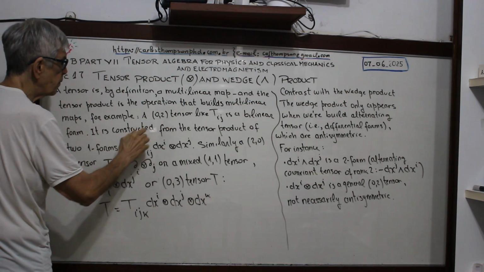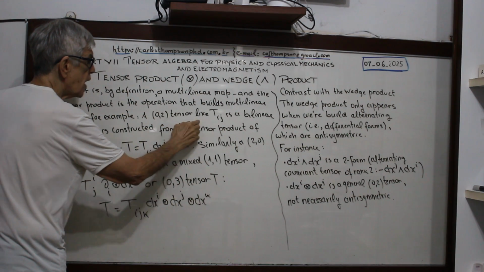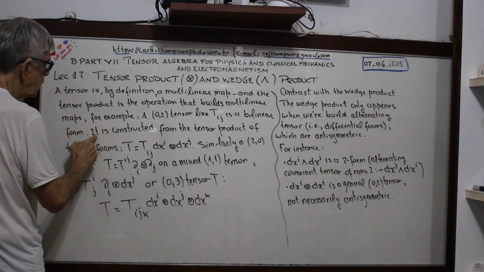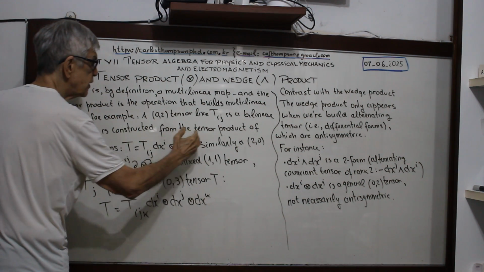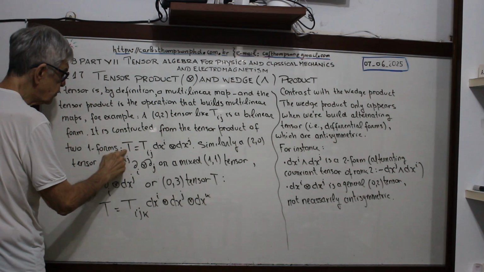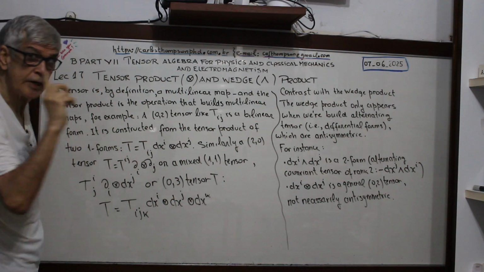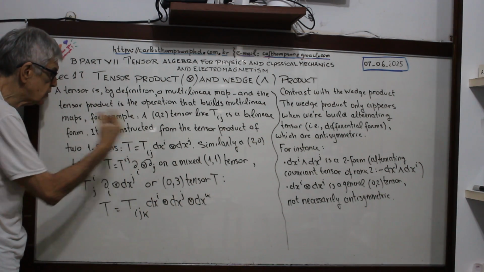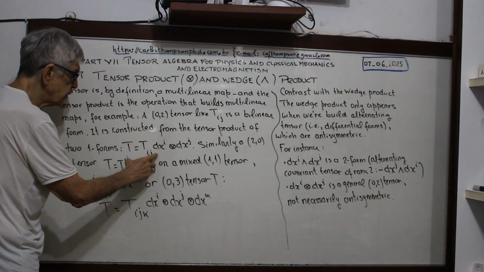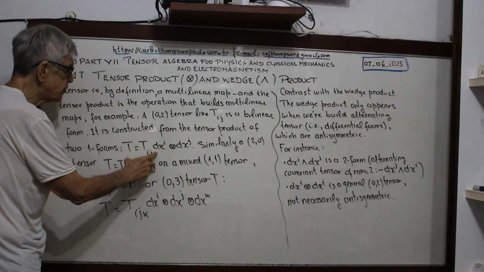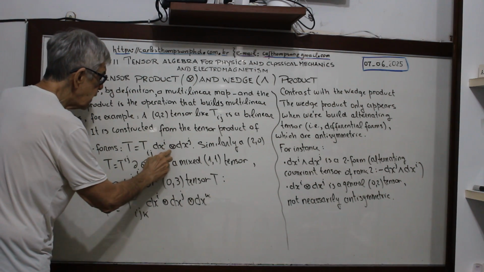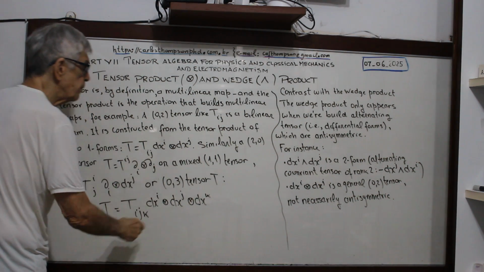Now, a tensor is by definition a multilinear map, and the tensor product is the operation that builds multilinear maps. For example, a 0-2 tensor like T_ij is a bilinear form. It is constructed from the tensor product of two one-forms. You see, T is a tensor, it is invariant, expressed as follows. The T_ij are the covariant components, and the basis belongs to the cotangent space: dx^i tensor product dx^j.